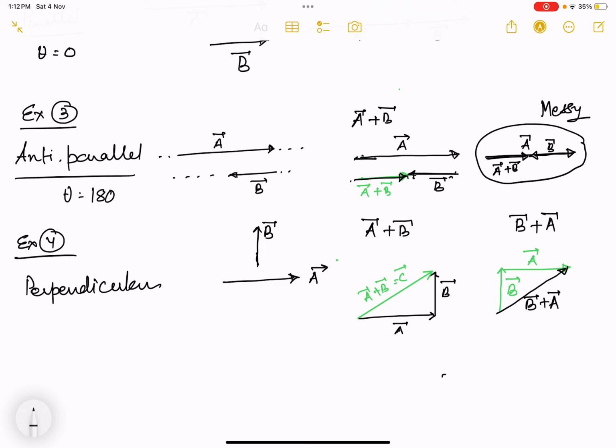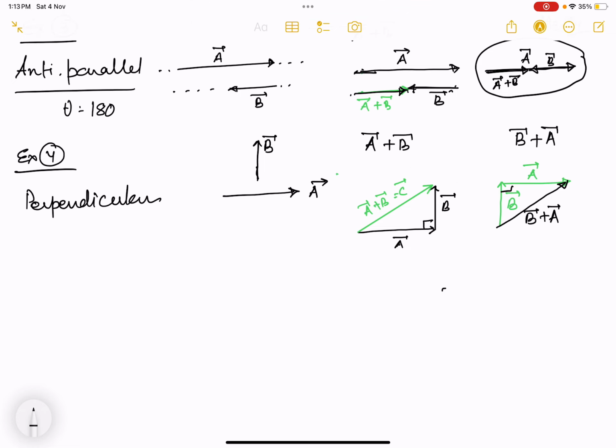You understood this? You can now see that here Pythagoras theorem can follow, and you can also see that this and this are equal. Okay, so in the next class we will learn subtraction of two vectors. Okay.